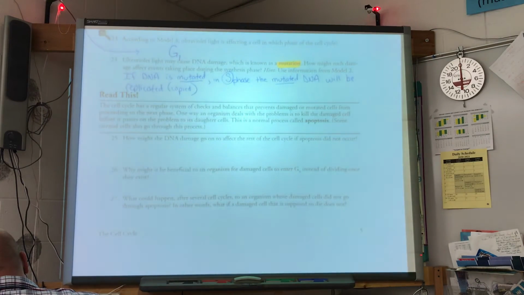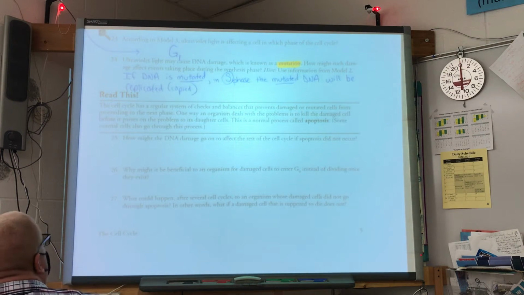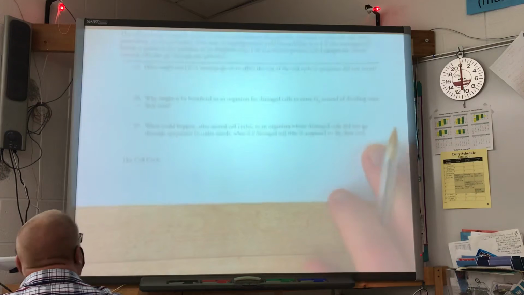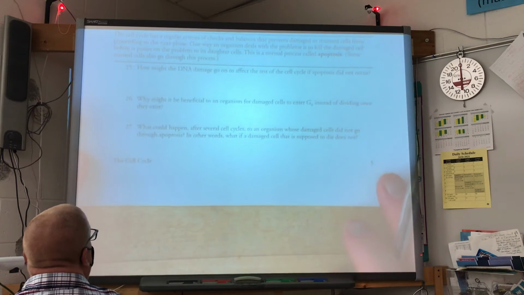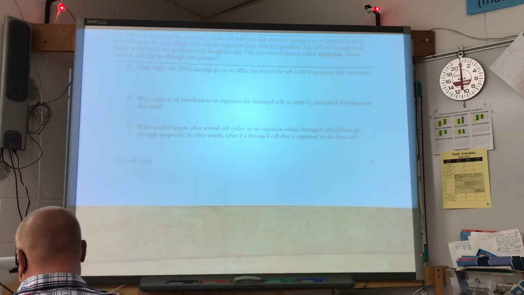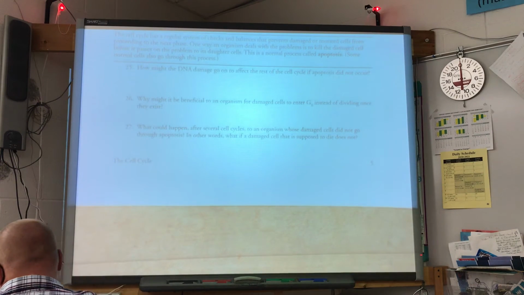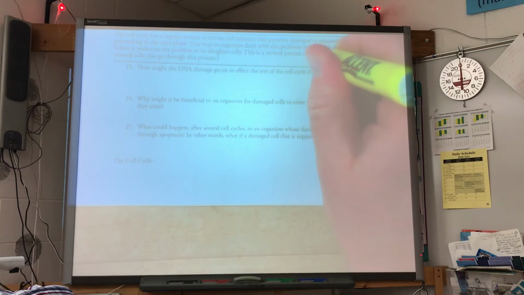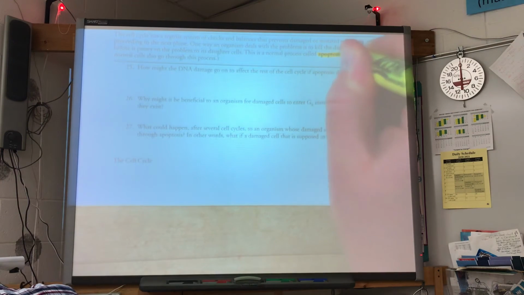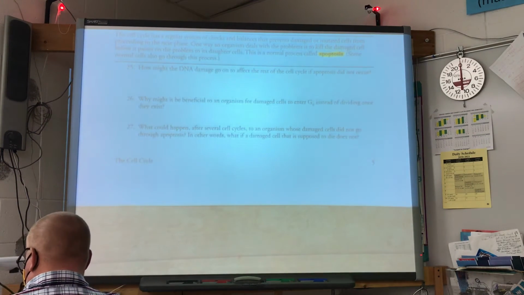So if that DNA is mutated, in S phase the mutated DNA will be replicated or copied. And then if it goes through and divides, we end up with two cells that have mutated DNA. Now, the cell cycle has a regular system of checks and balances that prevents damaged or mutated cells from proceeding to the next phase. So most of the time, if something is mutated, our body catches it and says, hey, that's messed up, stop, don't make that new cell. But it doesn't always. One way an organism deals with this problem is to kill the damaged cell before it passes this problem on to its daughter cells.